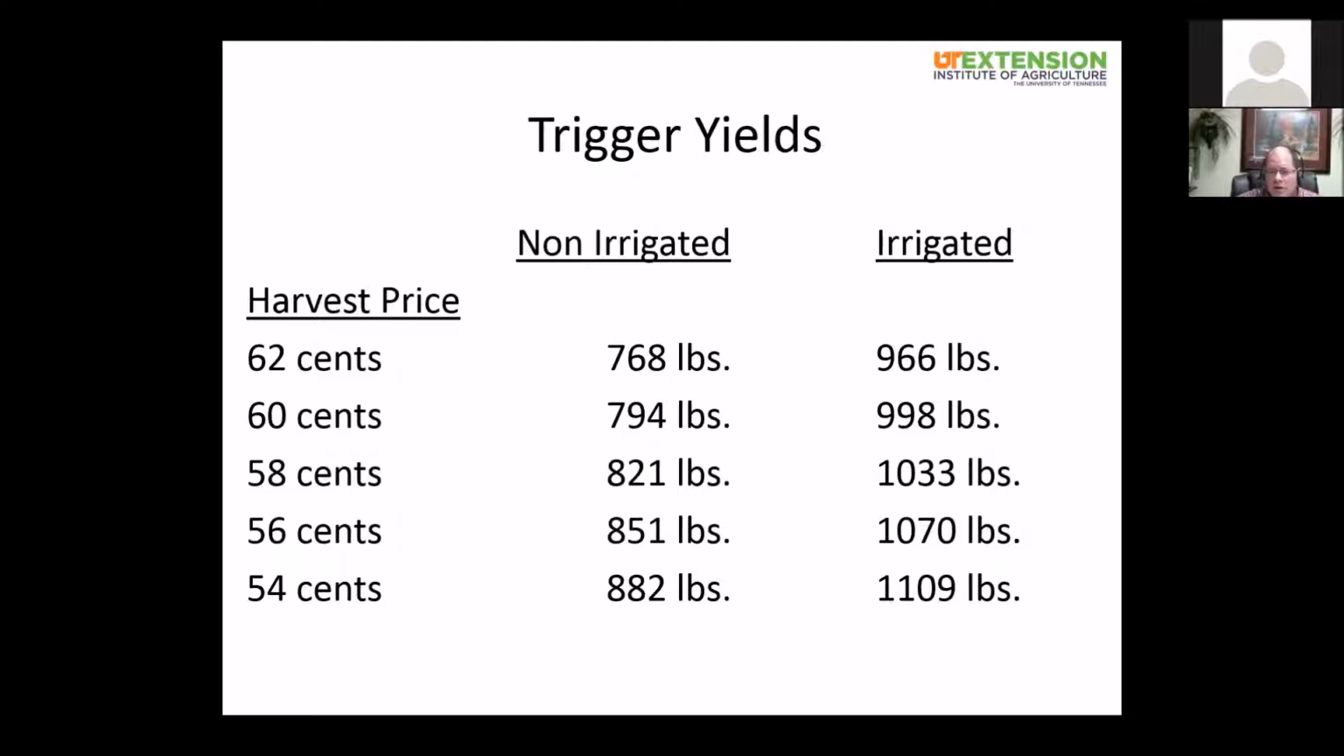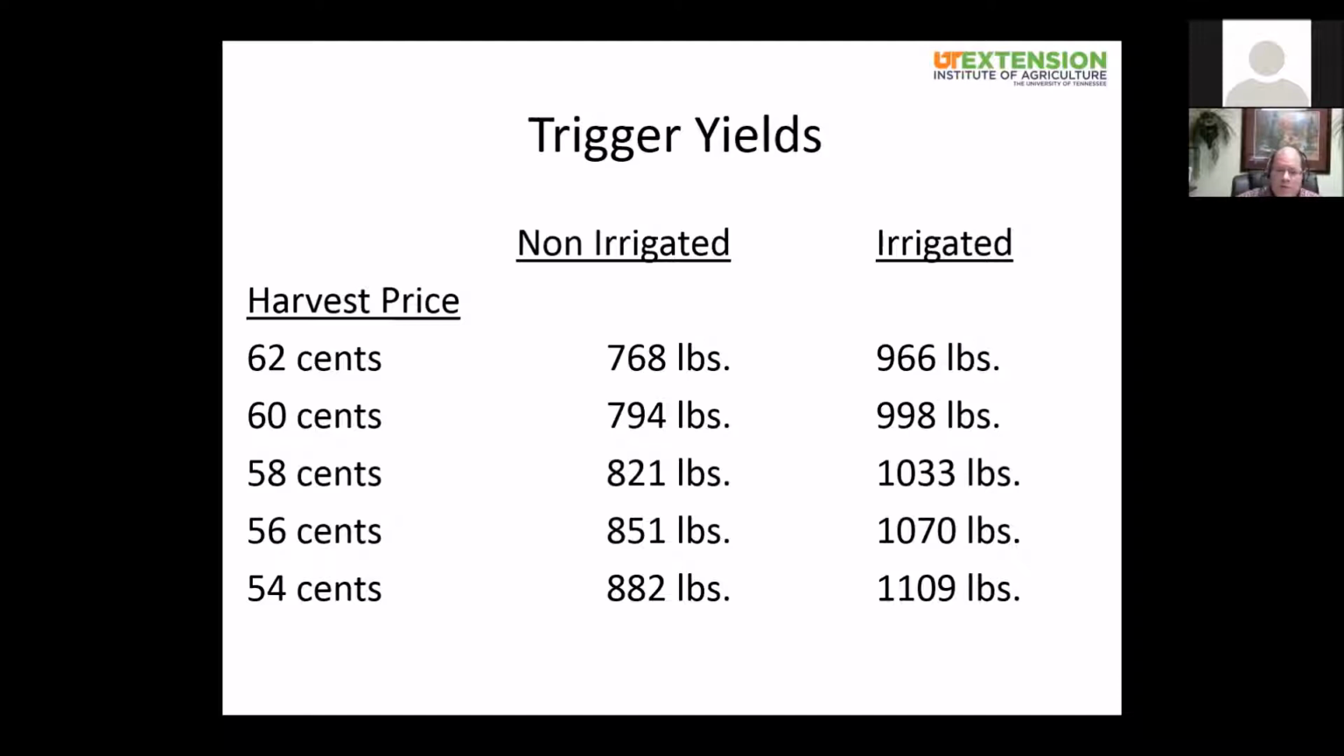So cotton, as you'll see in this little chart, as prices go down, the trigger yields go up. So it doesn't take quite as much of a loss on the yield side to trigger a payment. So like at 58 cents, it takes 821 pounds or less for the non-irrigated to trigger a payment. Irrigated would be 1,033 pounds. And so as we go, if we went down to 54 cents, we would have 882 as our non-irrigated trigger. On irrigation, 1109.